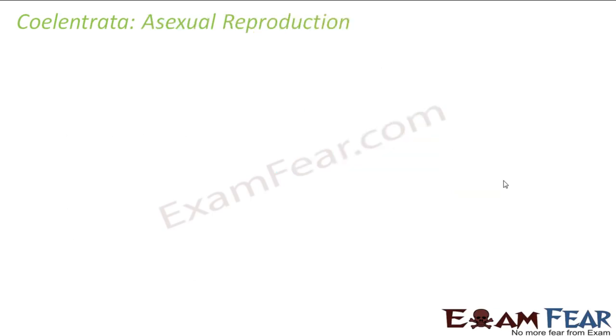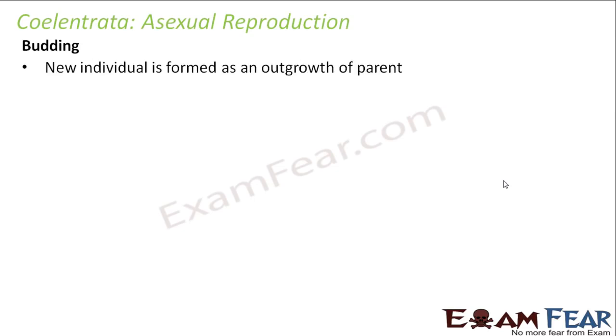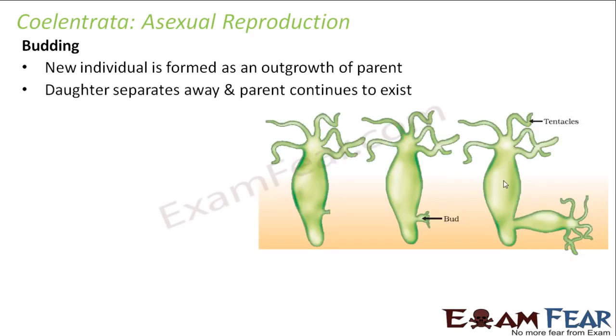Let us now talk about reproduction. Even in coelenterates, they reproduce both asexually as well as sexually. Let us first talk about asexual reproduction. Asexual reproduction happens by many different methods. One of them is budding. What happens in budding? We all know what budding is. Here a new individual is formed as an outgrowth of the parent. That means on the parent's body, you will see a small outgrowth. That outgrowth is known as a bud, and it will develop, mature and form a new organism.